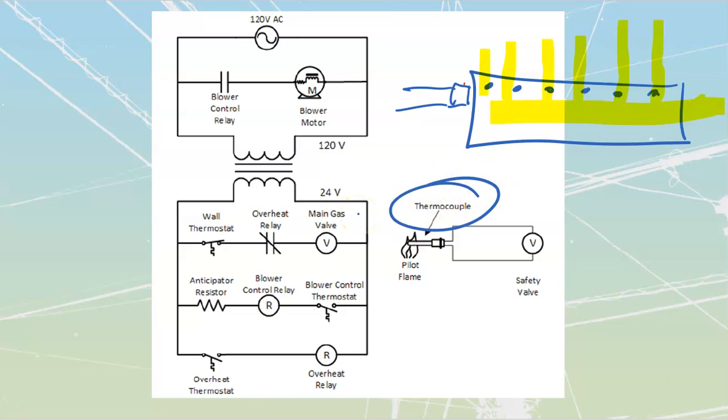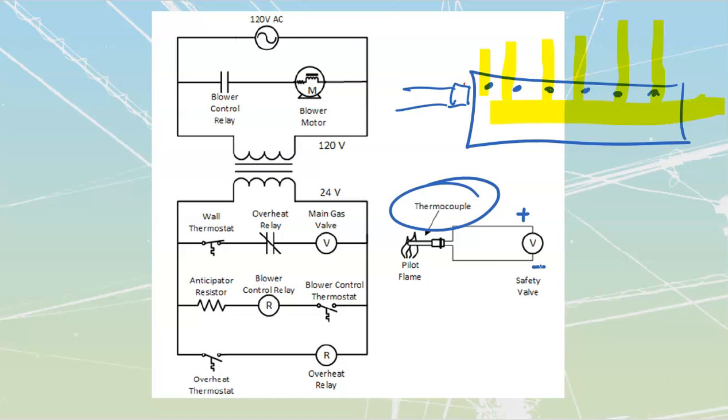A thermocouple generates voltage by heat. So what we do is we take the thermocouple, which is this little copper probe, and we place it inside of the pilot flame. It needs to be inside of that flame. As long as this thing is hot enough, it is going to be sending out a tiny little bit of voltage to my safety valve. No more than a couple of volts tops.